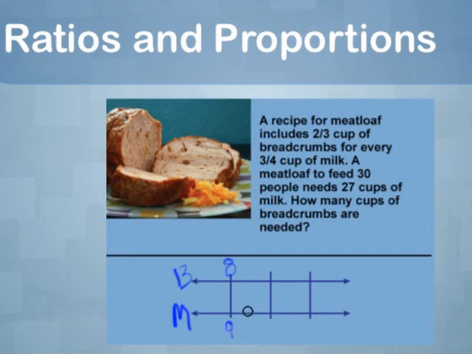Now begin scaling up by adding the appropriate value from the ratio. 8 increases by 8 to get 16. 9 increases by 9 to get 18. What we want is 27 for the value of milk. So scale up again. 16 increases by 8 to 24. 18 increases by 9 to get 27. This is the proportional ratio we want. So for 27 cups of milk, the recipe needs 24 cups of breadcrumbs.